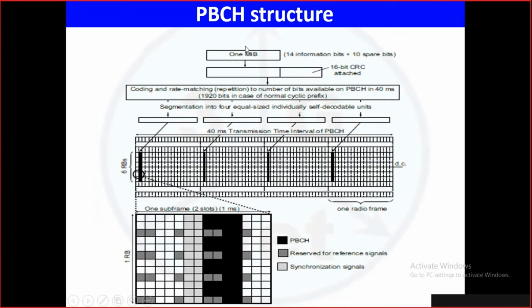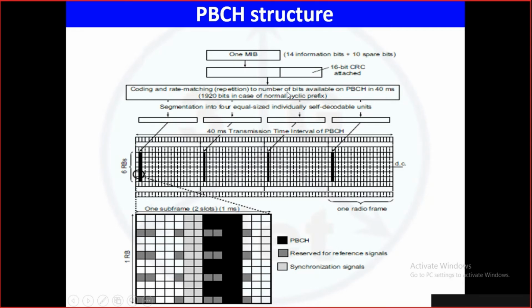So one MIB information is sent every 10 milliseconds, as I said, and on that you add a 16-bit CRC. So in total it makes 40 bits. That 40 bits you further do coding, and this coding process is once in 40 milliseconds. That is what we call the periodicity of the MIB.